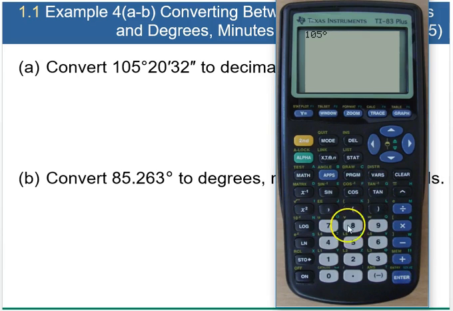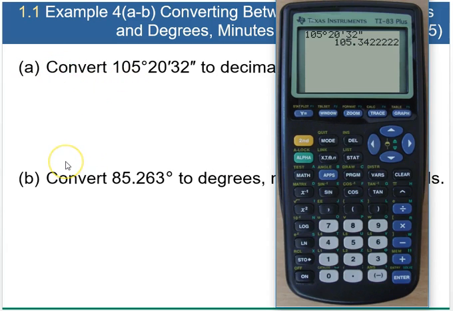That will give you seconds. So degrees, and then 20 minutes and 32 alpha, the plus is seconds. Just hit enter and voila, there you go. Our solution is 105 degrees, 0.342 repeating degrees. So just cut that off at 105.342 degrees. All right, so that's going to be the answer for part A.